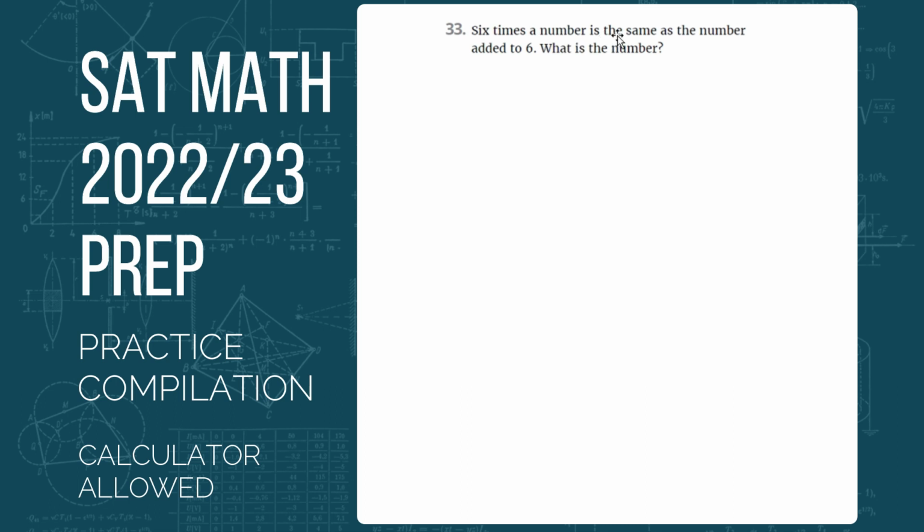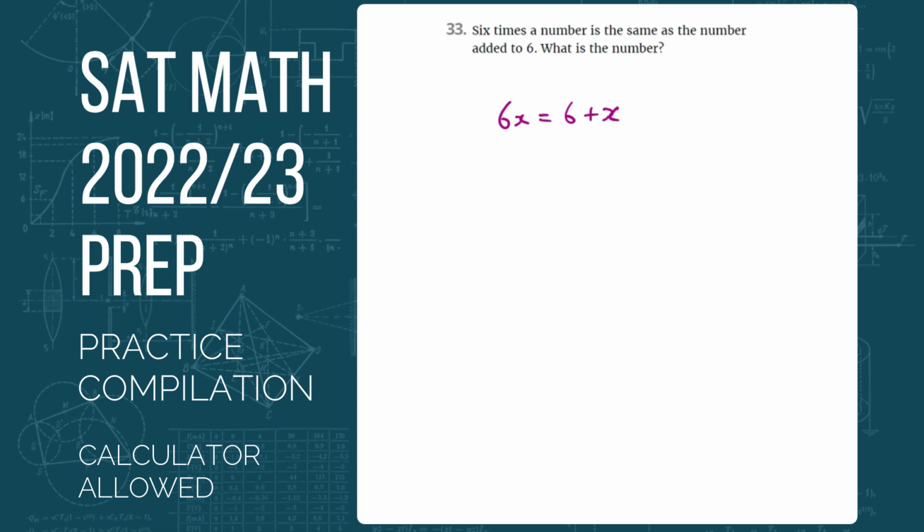6 times a number is the same as a number added to 6. What is the number? This is very simple. Because 6 times a number, let's call the number x, is equal to the number added to 6: 6 plus x. So find x.